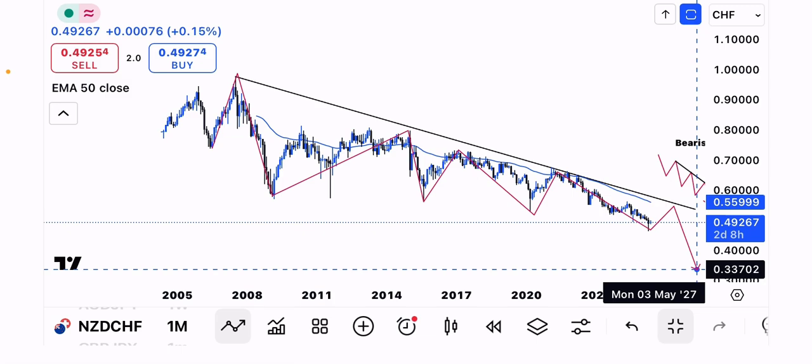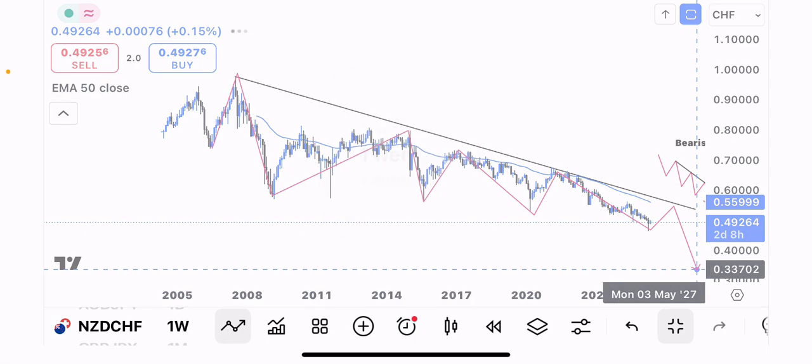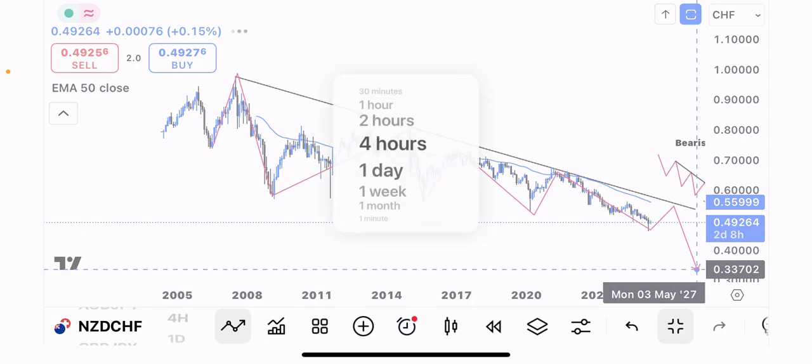But this is a monthly time frame. That means if you are going to use a monthly time frame, you have to wait months, because each candle is formed in a month on a monthly time frame. So can you scale down to the daily? Let's go down to the 4-hour time frame instead.